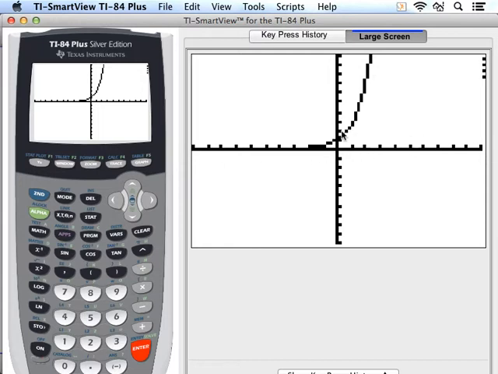You can see how it's approaching 0 but never actually gets there. Okay. I also want you to go to y equals and put in a second function. Put in y equals natural log of x in the second function.